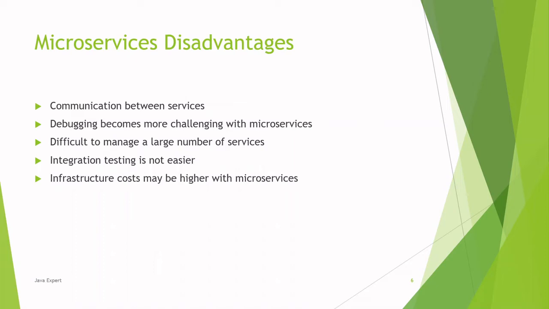So when you go for integration testing, even if you're going to test one service, to get the production equivalent response, you should have other services also, right? Infrastructure cost may be higher with microservices. If you compare with monolithic architecture, we have one package, WAR or JAR file, so it's going to be deployed in one server, right? But in case of microservices, we will have many services for the same application, so we need many servers, right?